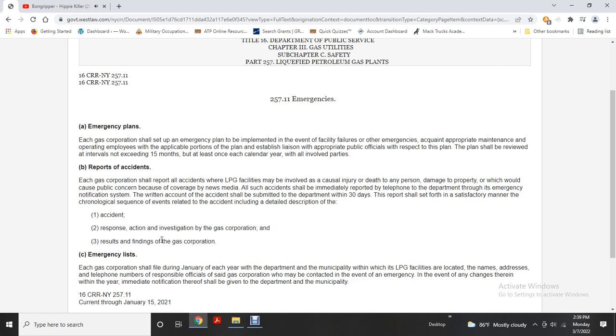In January each year, the department and the municipality within which liquid petroleum gas facilities are located shall be given the name, address, and telephone number of the responsible official, with the consent of the gas corporation, who may be contacted in the event of an emergency. In the event of any changes therein within the year, immediate notification thereof shall be given to the department and the municipality.